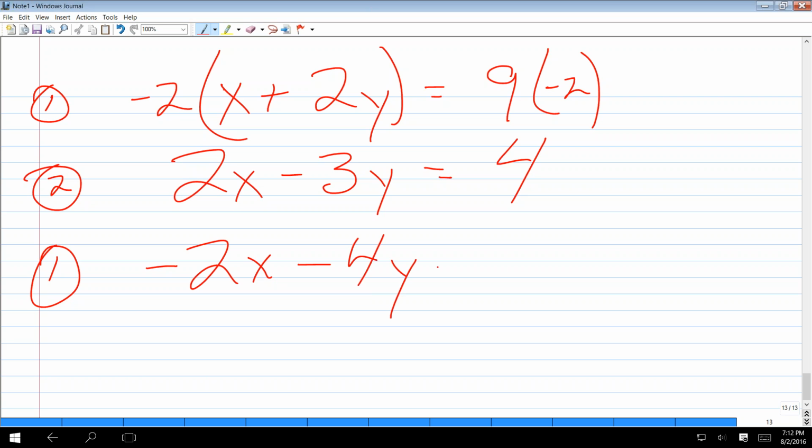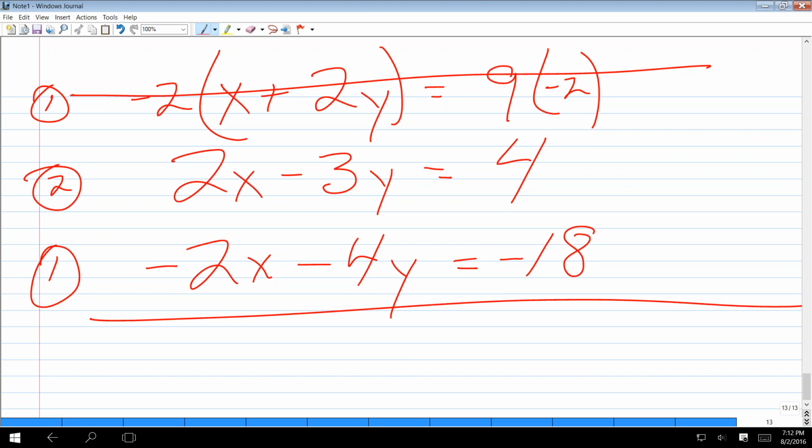In parentheses. Okay. And equals what? 18 minus 8, negative 18. Okay. Now, I got two number ones here. Let's cross that one out because we don't need it anymore. We've gotten it into a form where I can now eliminate a variable.